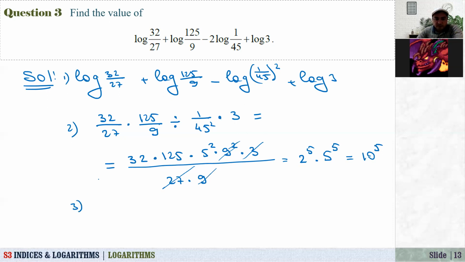So now third step, if you just put there, the logarithm of all the thing is equal to 10 to the power of 5, which is equal to 5 times log 10. And since log means the base is 10, the logarithm of 10 to the base 10 is equal to 1. So the answer here is 5. So the whole thing is equal to 5.